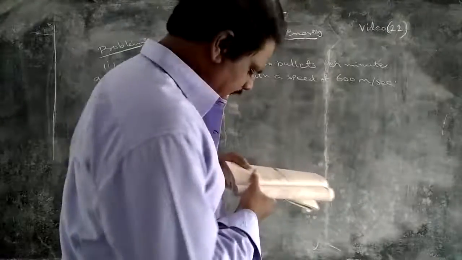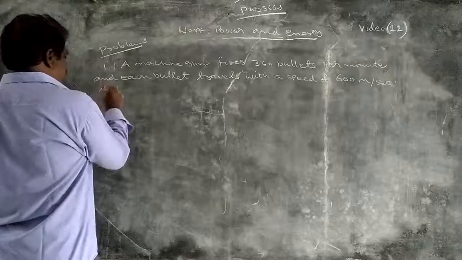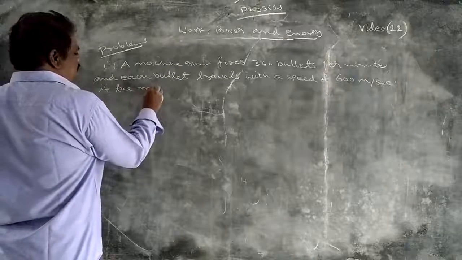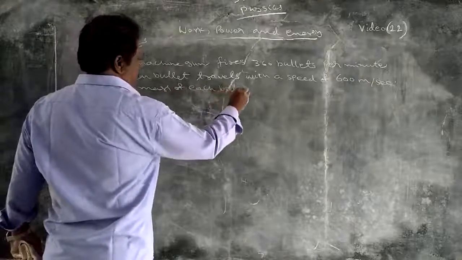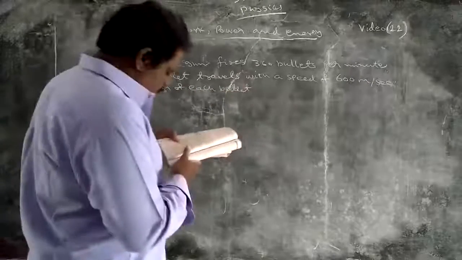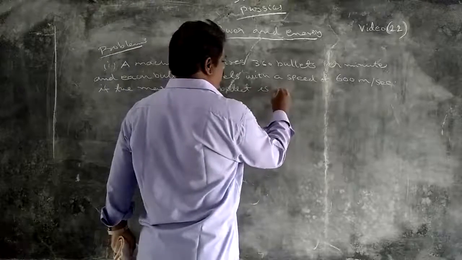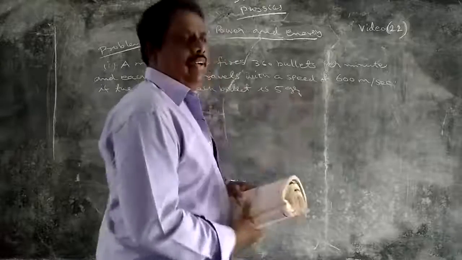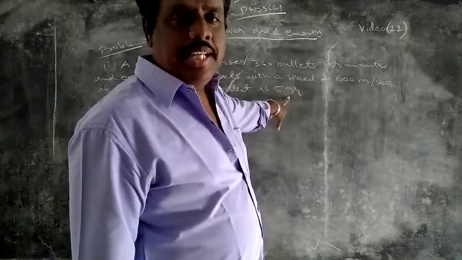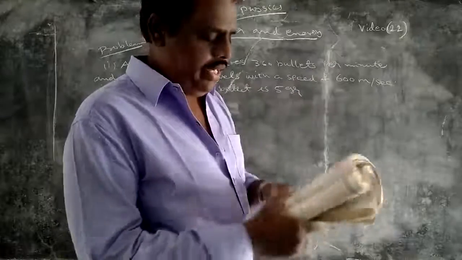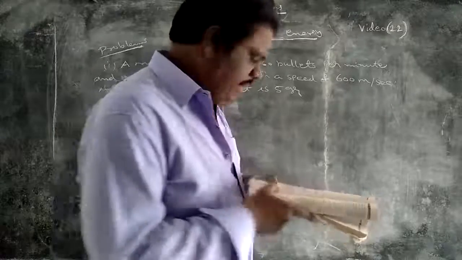600 meters per second. If the mass of each bullet is 5 grams. That means mass is given in grams, but we are following the MKS system, so this gram should be converted into kg. Immediately we have to do the conversion. Find the power of the machine gun.